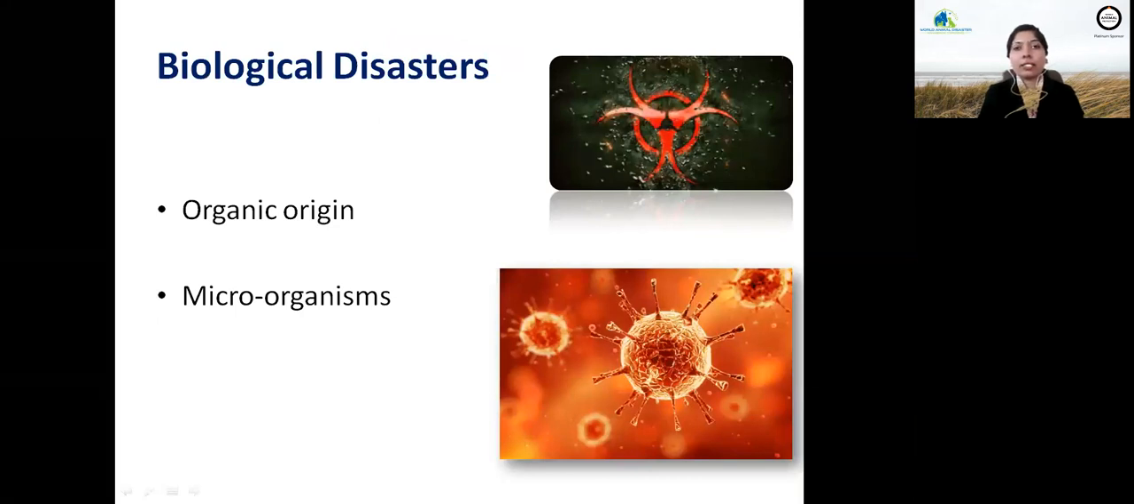There are certain types of disasters, but when we talk about biological disasters, they have an organic origin, and can be defined as the devastating effects caused by any living organism. It can be bacteria, it can be virus, or it can be toxins. So these are the microorganisms. I'll be discussing the biological disasters which have happened in the past and are going on right now in the form of epidemics and pandemics, and especially I'll be focusing on the viruses.